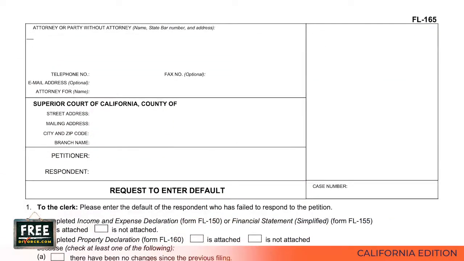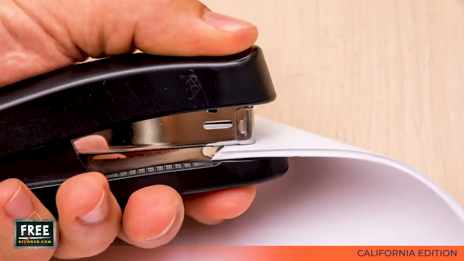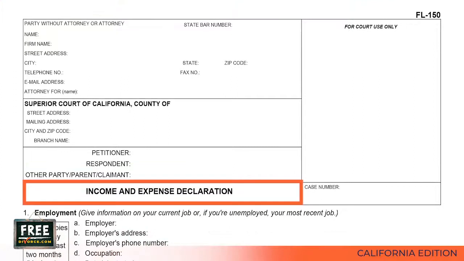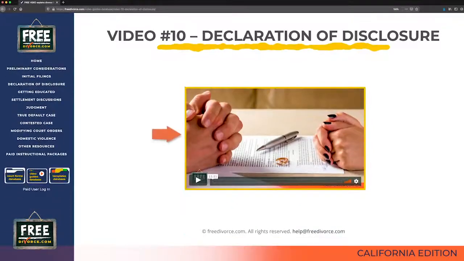Do I fill out the FL 165 differently for a true default case as opposed to a default with an agreement case? Yes. When you have a true default case, you will need to attach to the FL 165 a copy of your income and expense declaration, which is FL 150. You're going to have to fill out your income and expense declaration as part of your preliminary declaration of disclosure documents. Again, if you want more information about filling out the FL 150, watch our videos on declaration of disclosures.